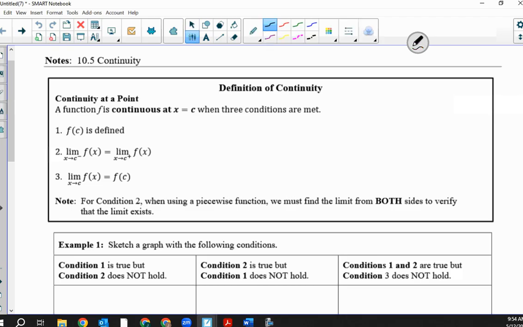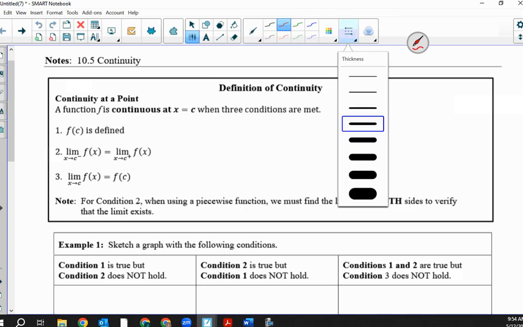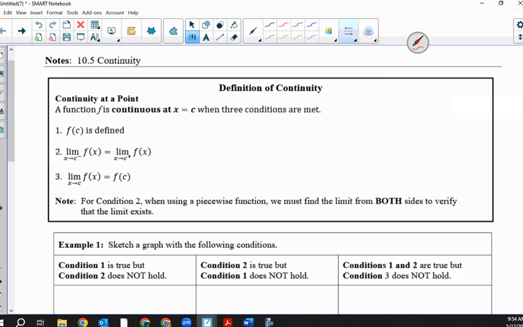So is the function value defined? We'll be talking about a specific point. Then does the limit exist? And you might have to check the left and the right. And then the third is, are number one and number two the same thing? So is the function value equal to the limit value? If that's true, then your function is continuous, and that's it.